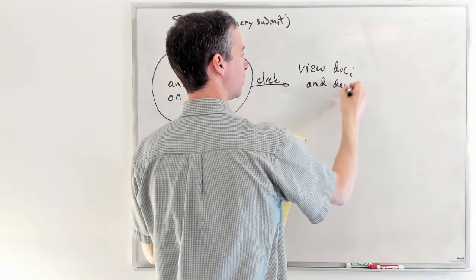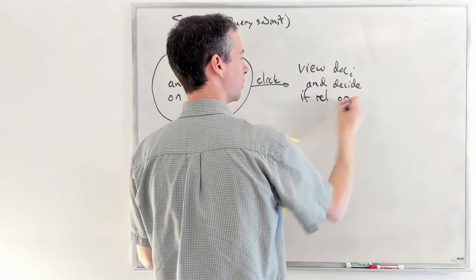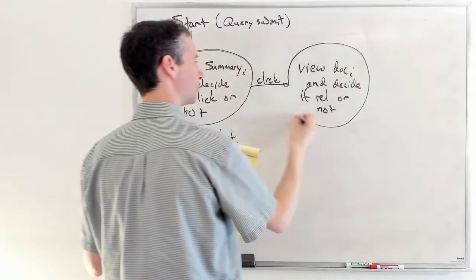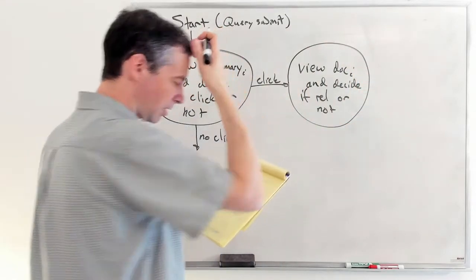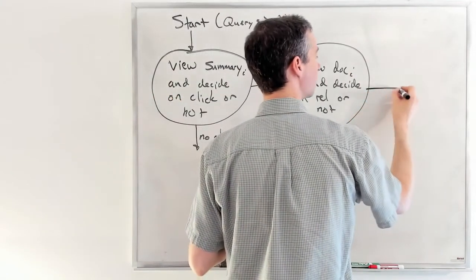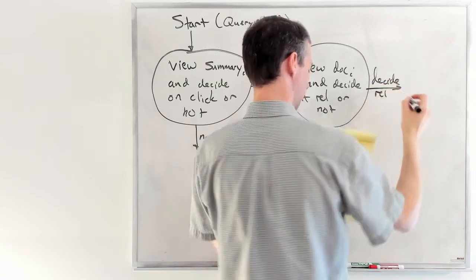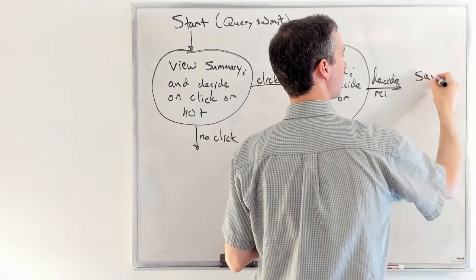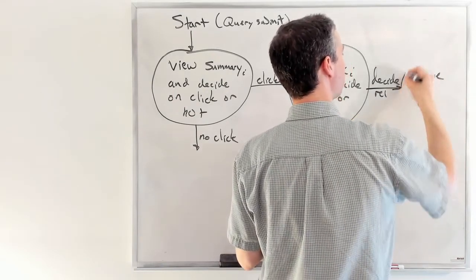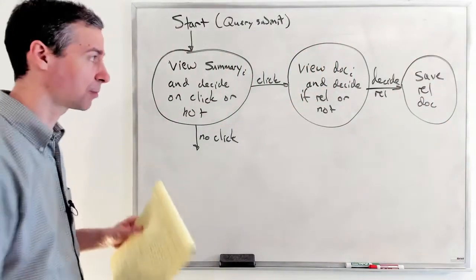And again, now they're in the position to decide if this document is relevant or not, because they're reading it. And that's part of our user model. All right. And so they could very well then decide, yeah, it's relevant. So they decide it's relevant. And then let's say their action here is just simply to save the relevant document. So maybe they bookmark it, maybe they print it, maybe they save it to their desktop, whatever it is.